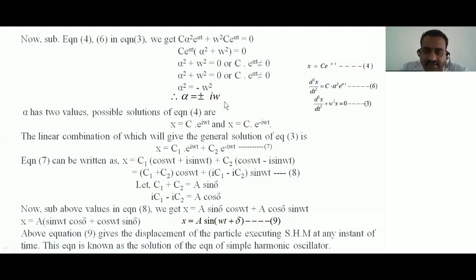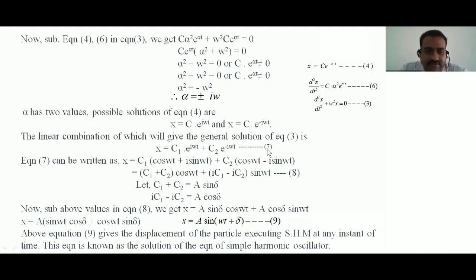Depending on these alpha values, plus value and minus value, alpha has two values. x is equal to c e to the power plus i omega t, and x is equal to c e to the power minus i omega t. The linear combination of these will give the general solution. This is the general solution: x is equal to some constant c1 e to the power i omega t plus c2 e to the power minus i omega t. This is the linear combination.